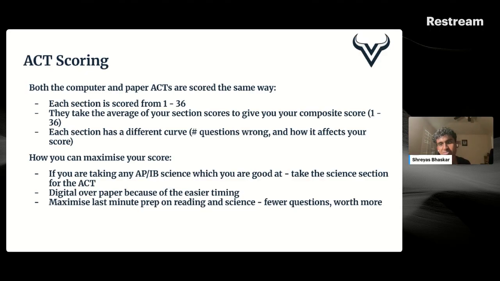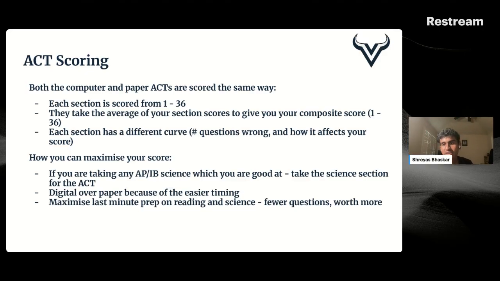And yeah, so some tips on how you can maximize your score by just prepping smartly. If you're taking any AP or IB science, which you're relatively good at, you're keeping up with the content, and you're getting good scores, I recommend you take the science section of the ACT. Personally, I took AP Physics the year that I took the ACT, and I found the ACT Science very easy because of the exposure I had to AP Physics.